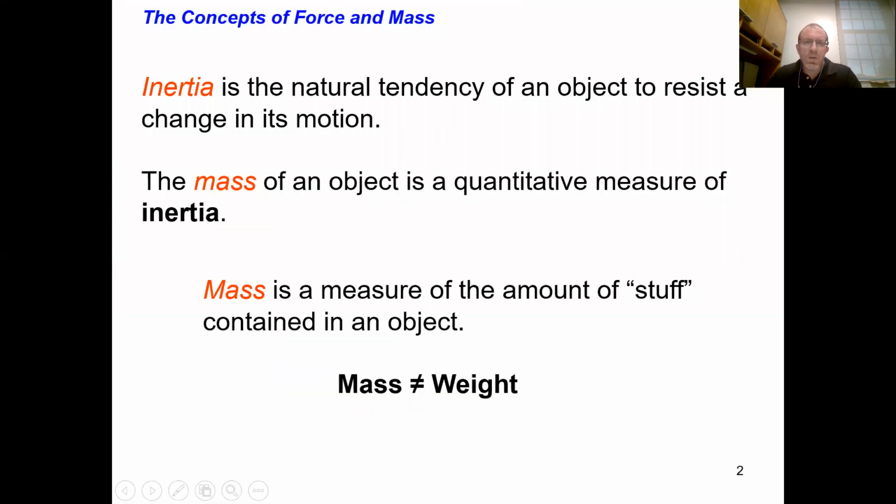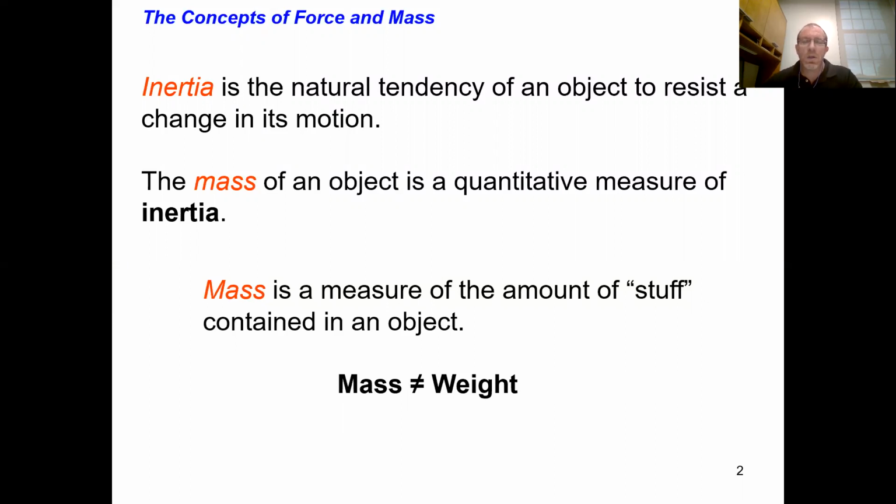Okay, so before we get started on that, though, we have to talk about the concept of mass. And what is mass? Mass is a measure of how much stuff is actually in an object. So we tend to get this twisted up a little bit, and we can accidentally try to use mass and weight interchangeably, and they're really not the same thing.